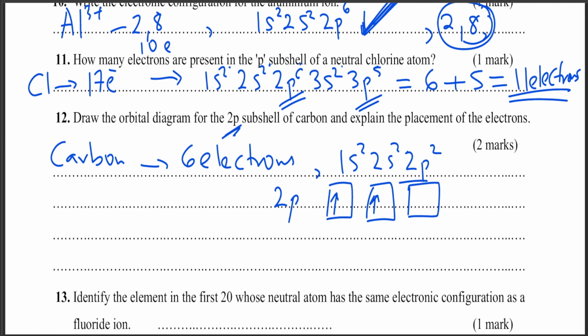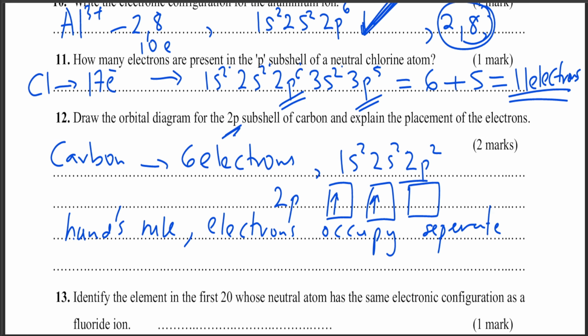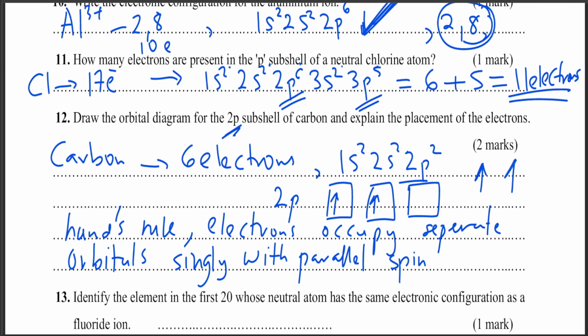The reason we place the electrons like this is because of Hund's rule. In case you don't know it, you know it right now. Hund's rule says that electrons occupy separate orbitals singly, with parallel spins, before pairing occurs. So you must first place one electron in each box, then place the second ones. You cannot place the first and second in the same box. First they must all be parallel to each other.